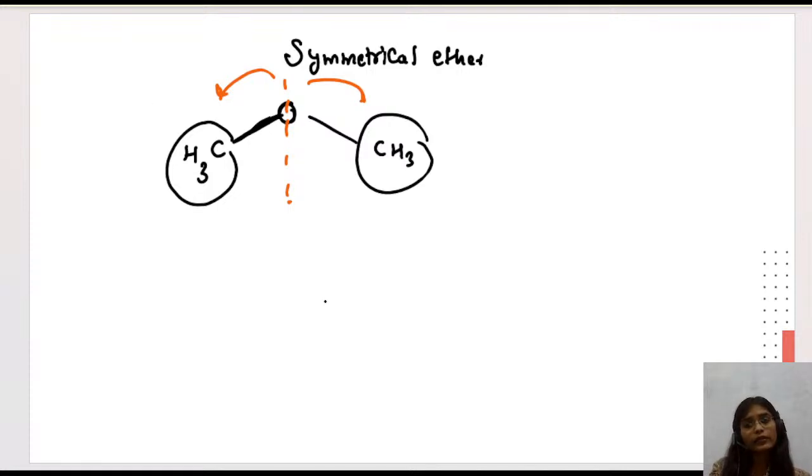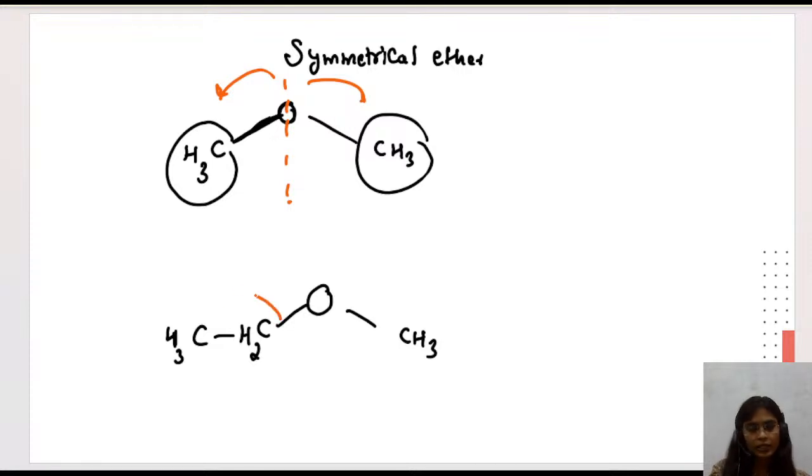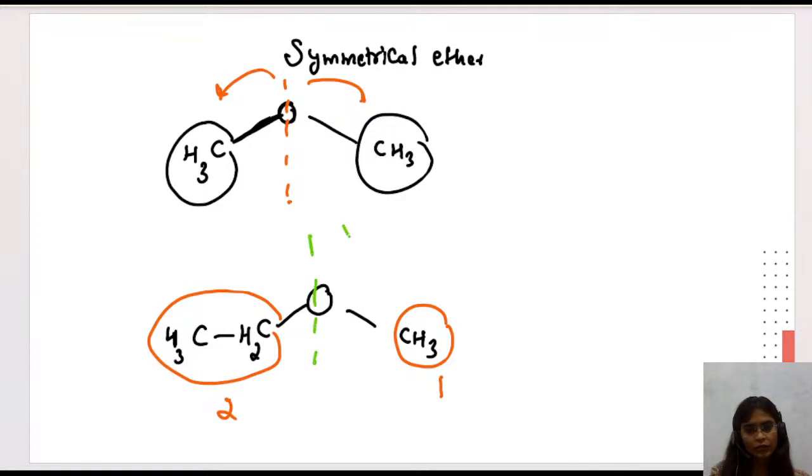Then what if this is oxygen at this side? Let's suppose this is a CH2 and this is a CH3. If you observe, on this side there are two carbons, and on this side there's one carbon. If we check for symmetry, is there any kind of symmetry there? No, symmetry is not there. So the second type is known as asymmetrical, or you can say unsymmetrical ether. It means symmetry is not there. If you don't know, I hope this point is now clear for everyone.